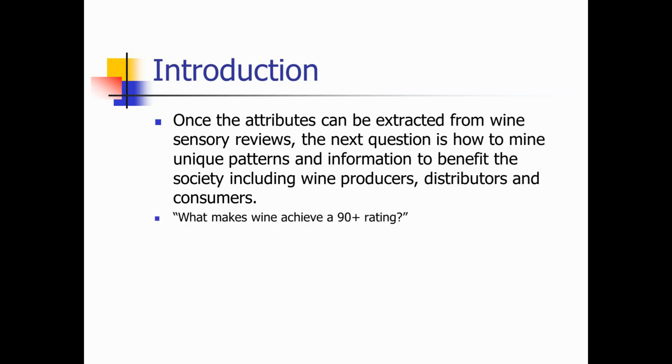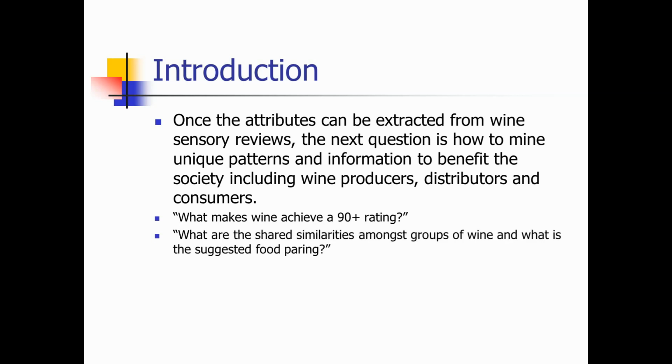First of all, what makes wine achieve a 90+ rating? By using data mining techniques, probably more useful in this topic is going to be classification, which is something that we are going to do in this project. So this is the first question. What are the shared similarities among groups of wine, and what is the suggested food pairing? Obviously the second one is more like a clustering problem.